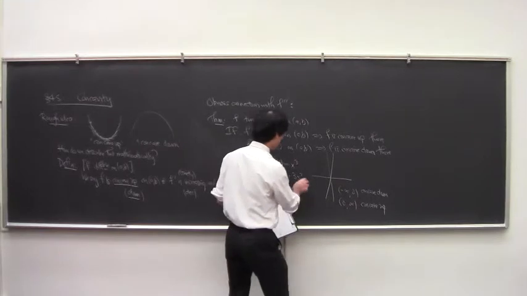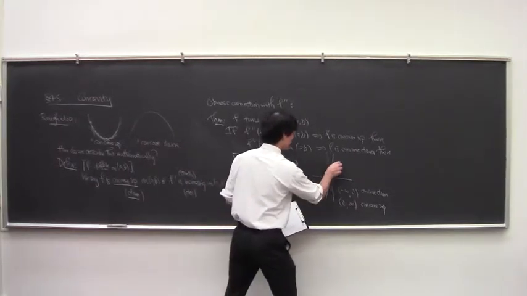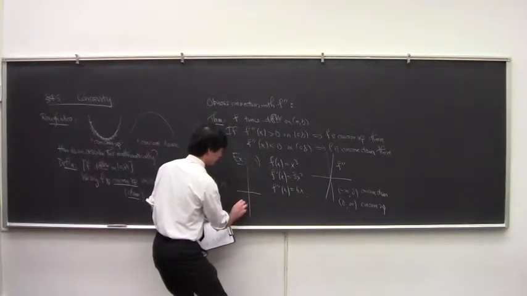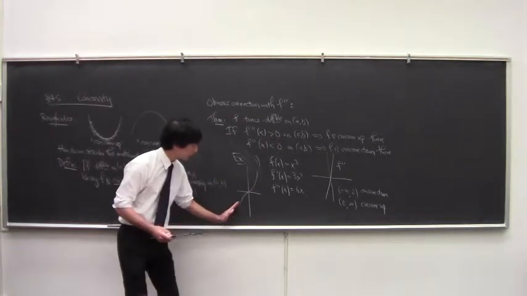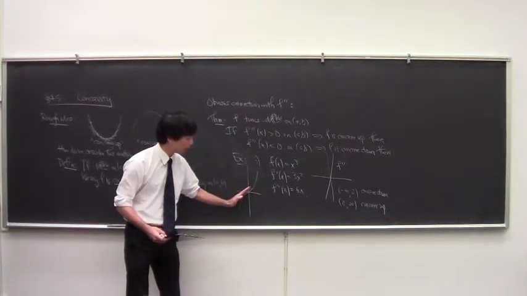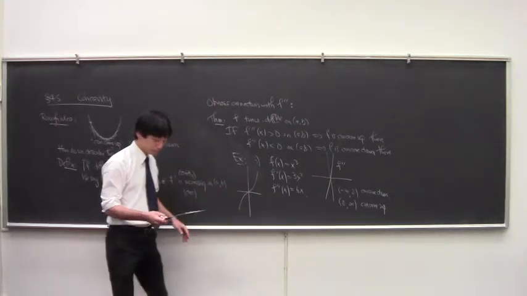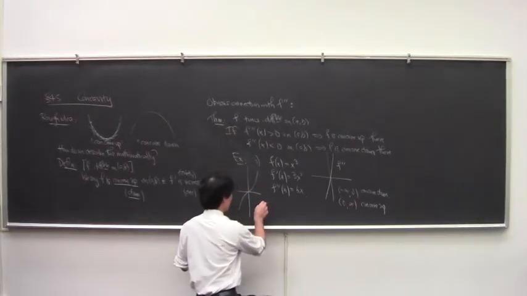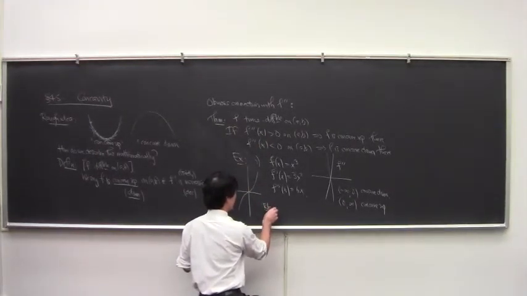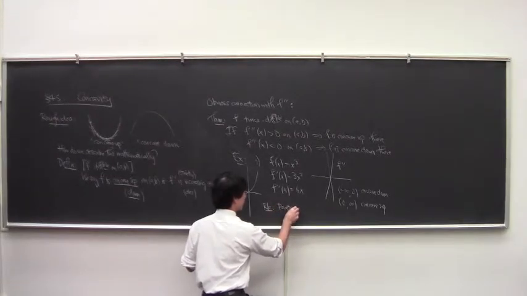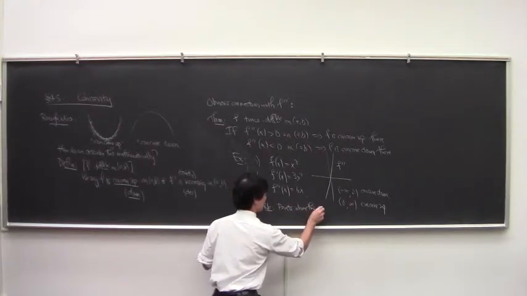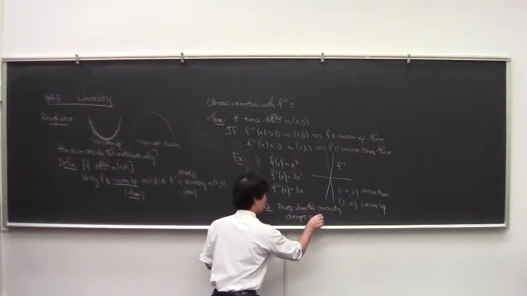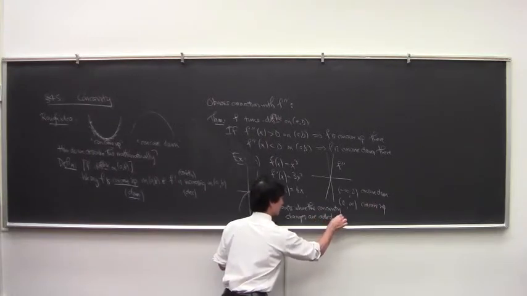And those of you who know what the function looks like: this is f double prime. The function itself actually looks something like this. It's concave down here, and then it's concave up here. Points where the concavity changes are called points of inflection.